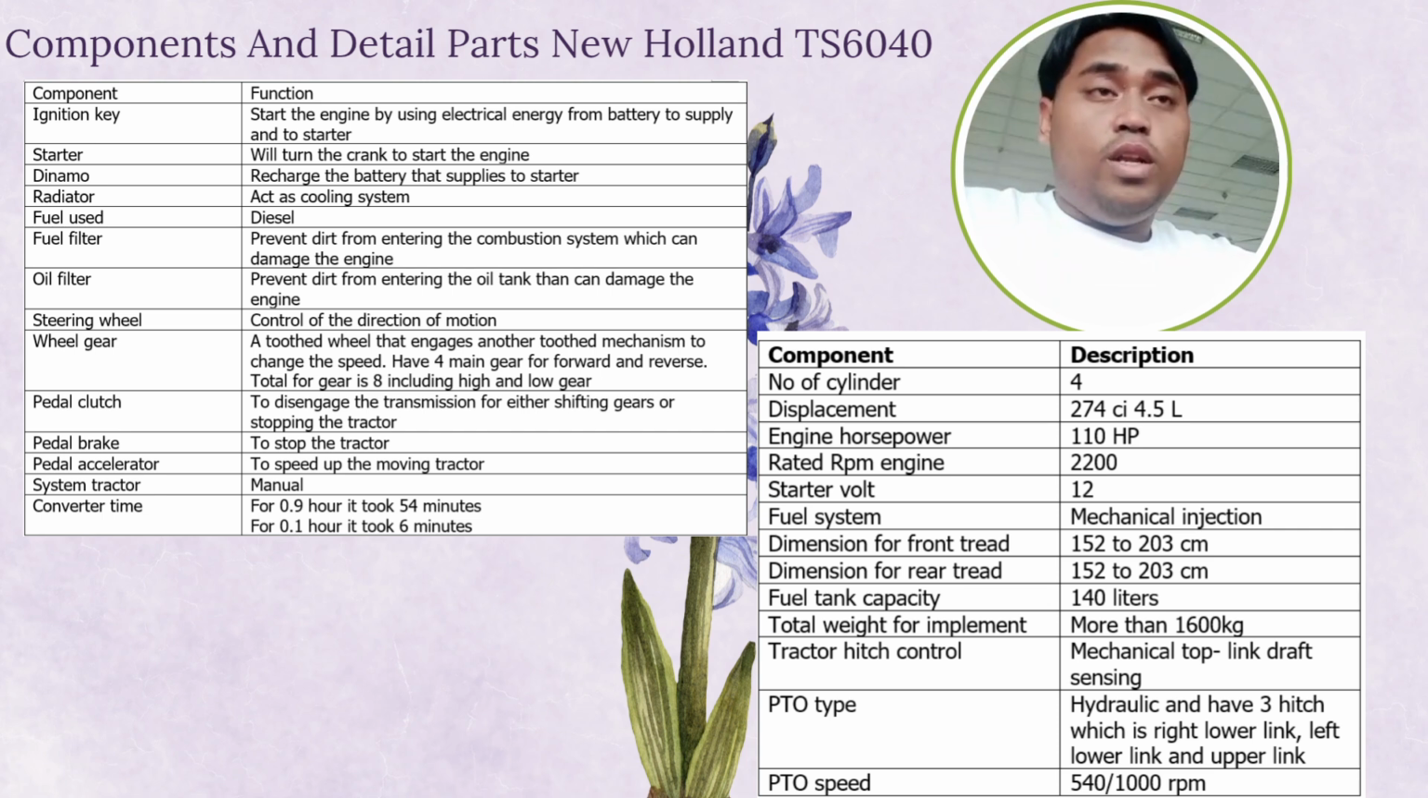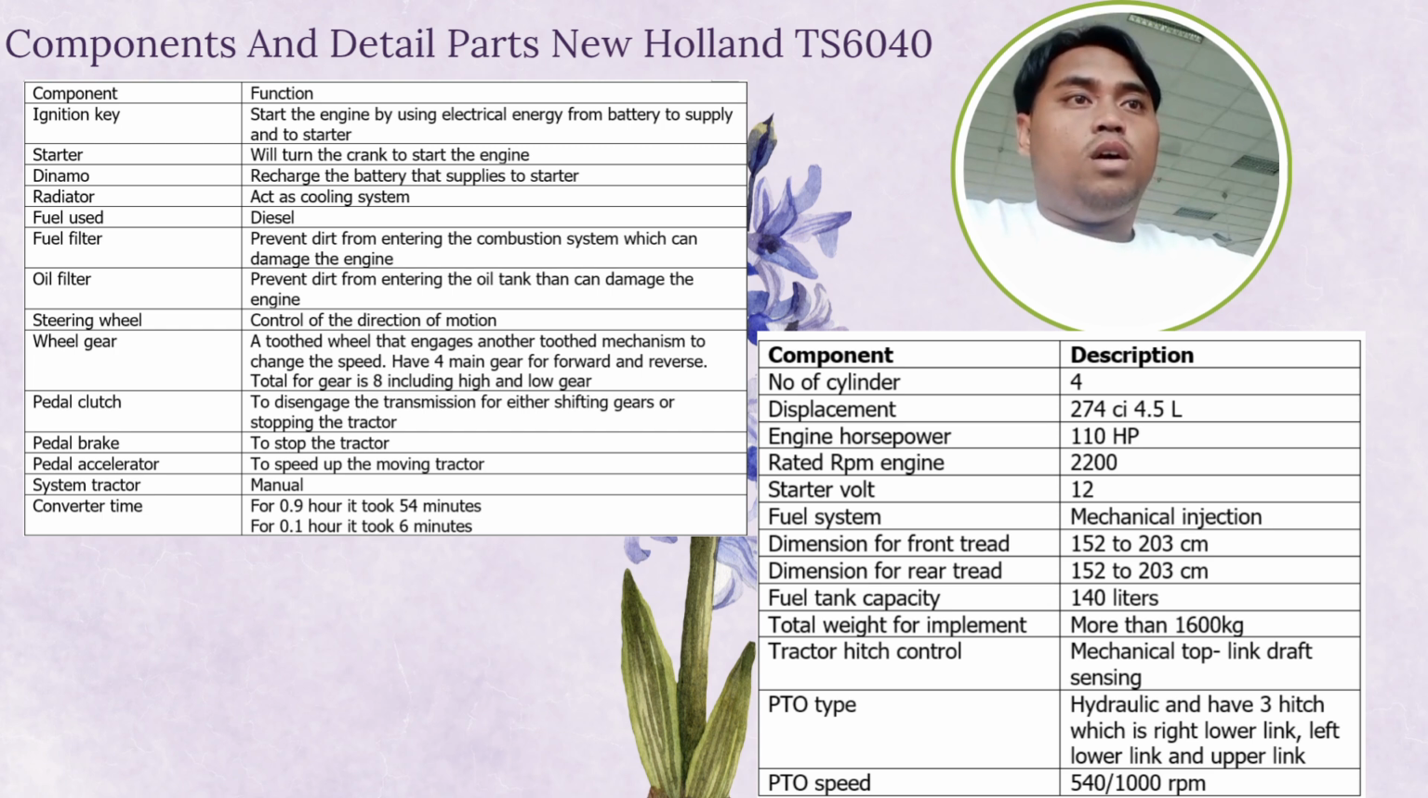For the New Holland TS 6020, the components and descriptions. Number one is number of cylinders, the description is 4. Displacement is 274 CI, or 4.5 liters. The engine horsepower is 110 horsepower. The rated engine RPM is 2200. Starter volt is 12. The fuel system is mechanical injection.